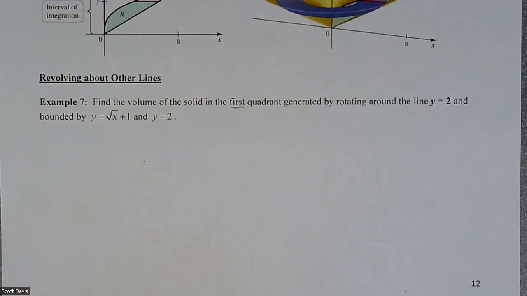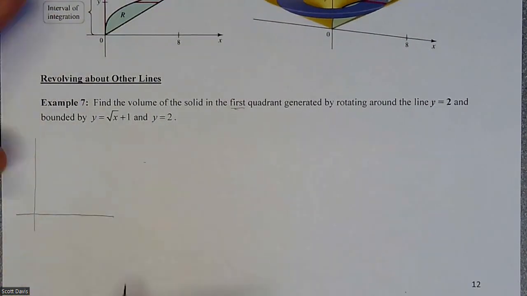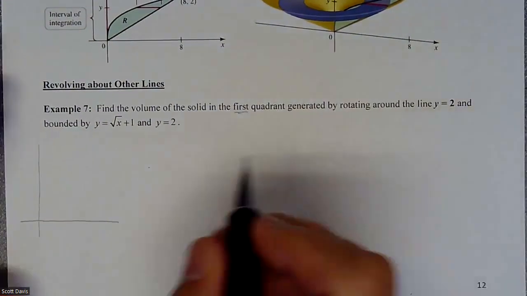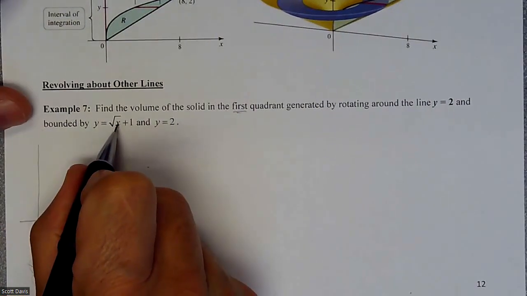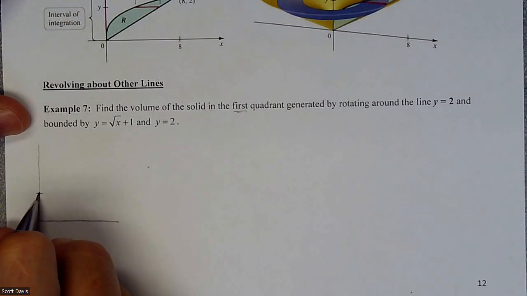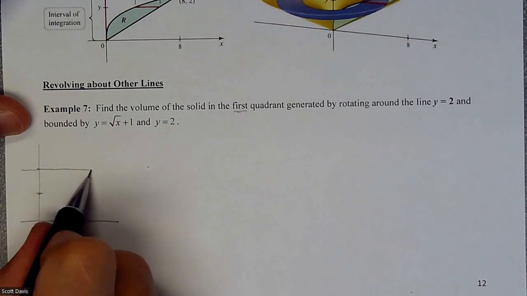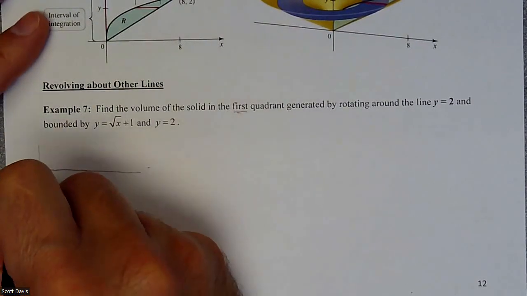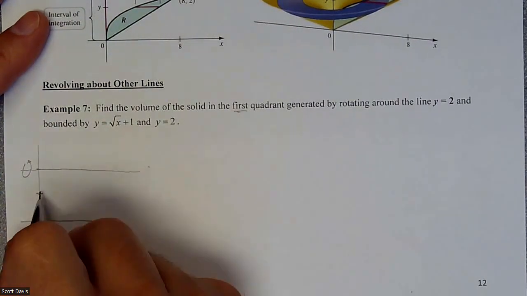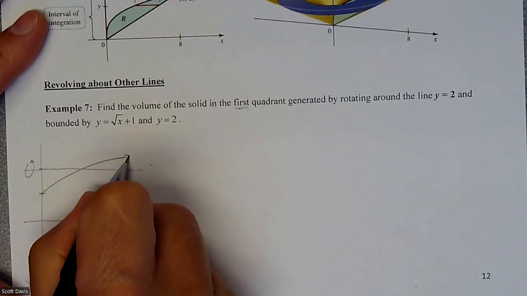All right, so let's create ourselves some sort of a visual. Okay, and we are rotating it around this y equals 2. So this graph right here is a square root graph that's shifted up 1. So that graph is going to start here. And then we have this y equals 2 line, which is here, which is actually what we're rotating it around, and we're bounded by it. Okay, so our square root graph kind of has this look to it.